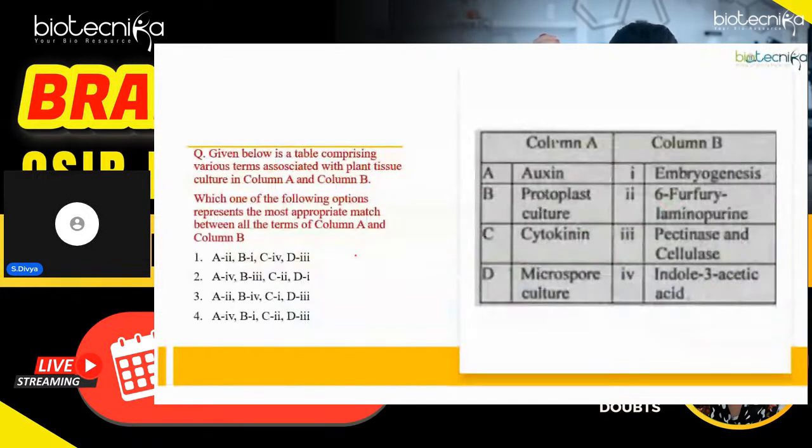Okay. Moving on to our next question. This is a very easy question. At least I should expect some answers for this. Match the following. As you can see in column A, you have auxin, protoplast culture, cytokinin, microspore culture. Column B, we have embryogenesis, 6-furfuryl aminopurine, pectinase and cellulase, and then we have indole 3 acetic acid. What should be the correct combination over here?